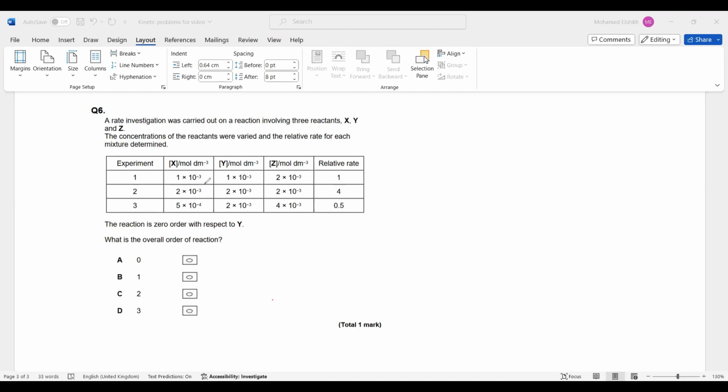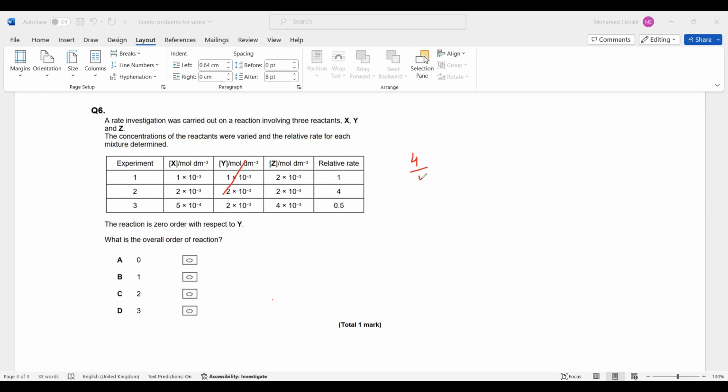In 1 and 2 here, we can't really use it because both X and Y are changing, sorry, we can use it here because we were told that the order for Y is 0. So we don't need to look at it here. The Z here is fixed, and therefore we can figure out the order of chemical reaction with respect to X from the first and second row. Okay, so how can we do it? Just as we did before.